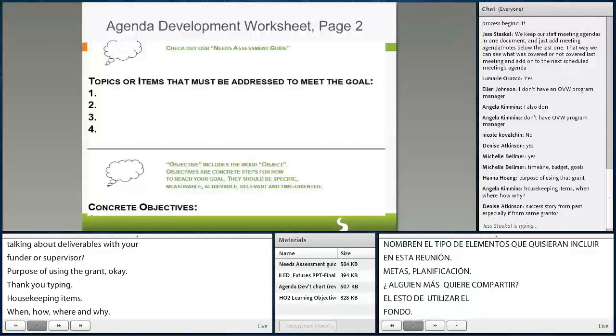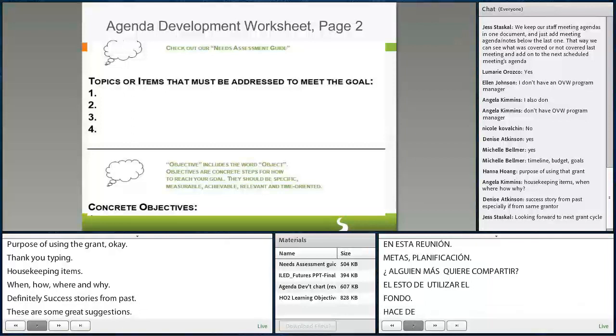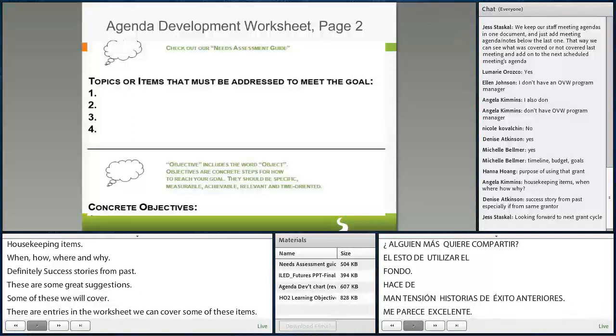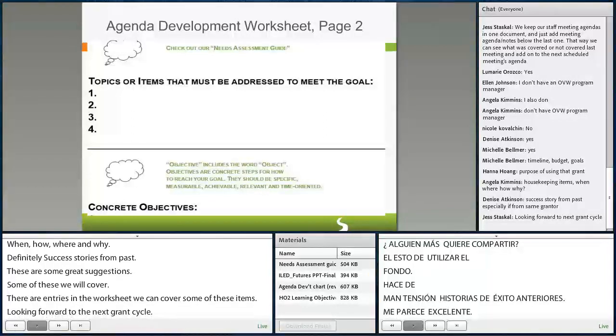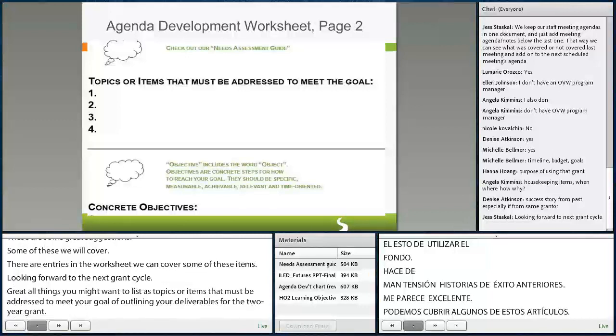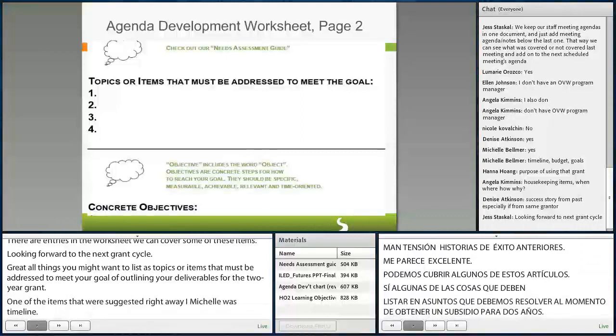Okay, Jess is typing, these are some great suggestions, and some of these we will cover. There are entries in the actual worksheet that we can cover some of these items. And then looking forward to the next grant cycle. Okay, great. So yes, these are all things that you might want to list as topics or items that must be addressed to meet your goal of outlining your deliverables for a 2-year grant. One of the items that was suggested right away by Michelle was timeline. So we're going to keep timeline in mind as we proceed through this process. I'm going to refer back throughout the process to timeline.